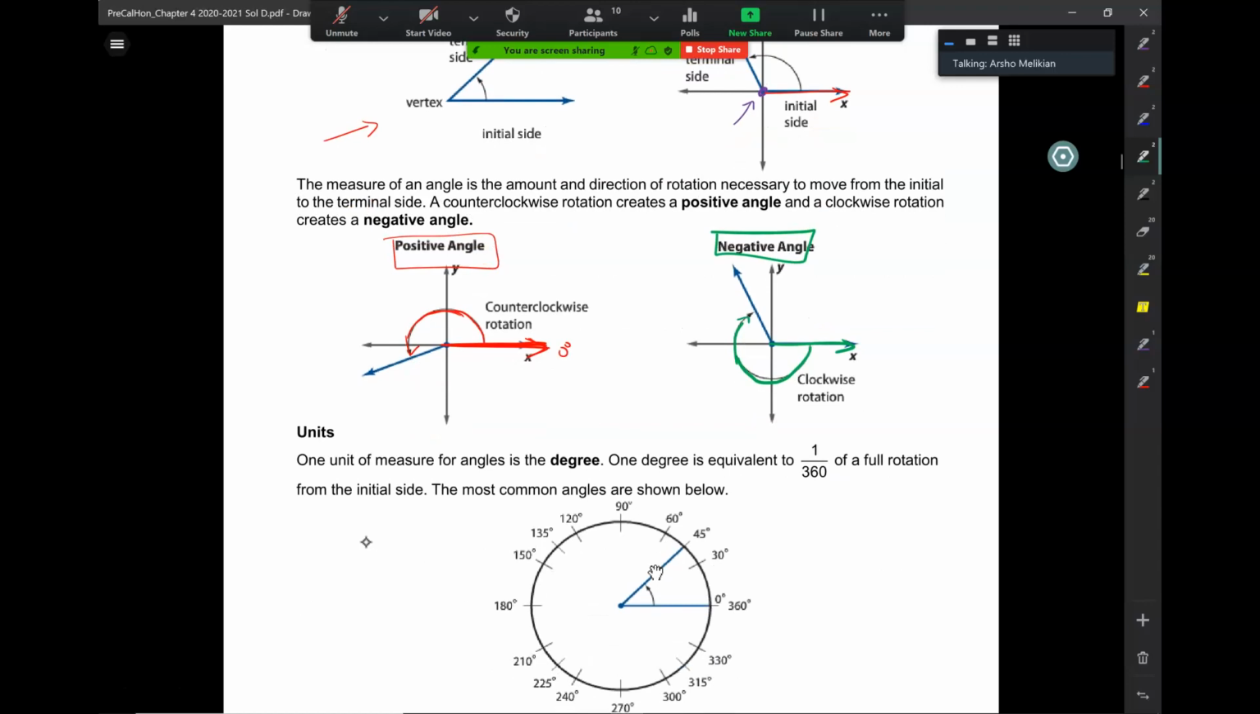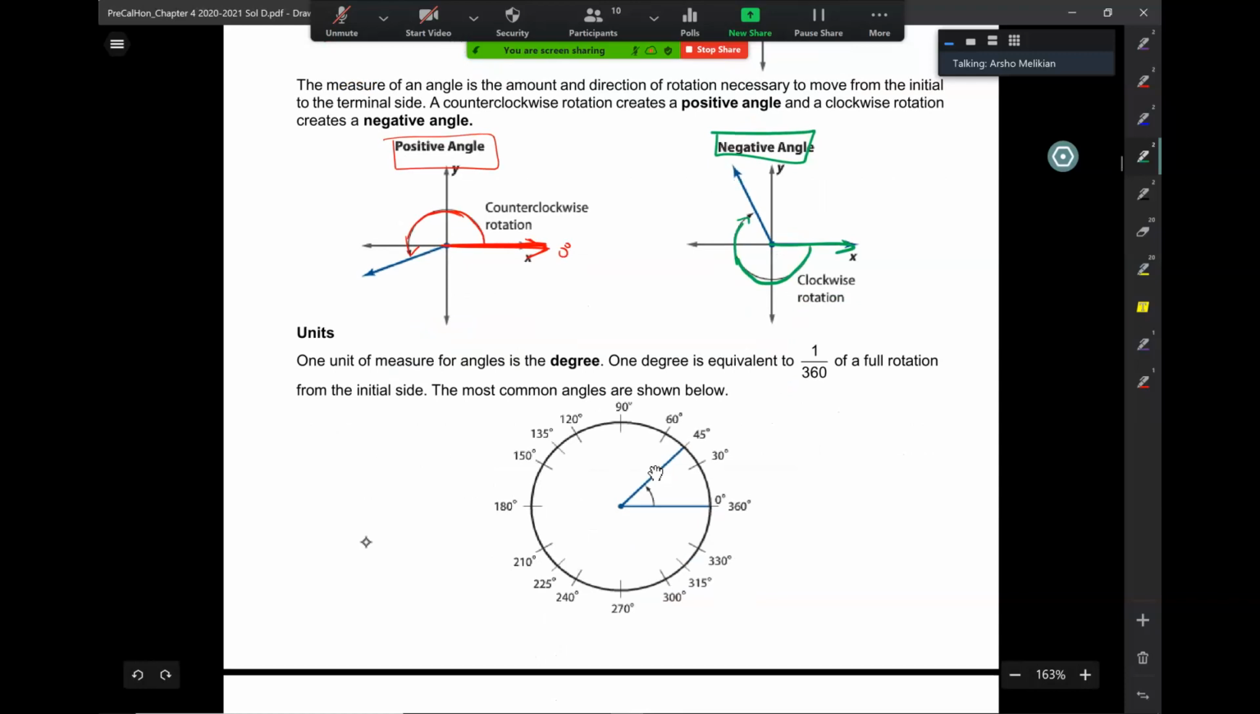Okay, what units are used to measure angles? Anything that you measure in this world, you need units to express your measurements, right? How tall are you? So many meters, so many feet, right? How hot is it? 120 degrees Fahrenheit, right? So we need units for everything. Well, for angles, we have 2 units. First is the degree. All right.